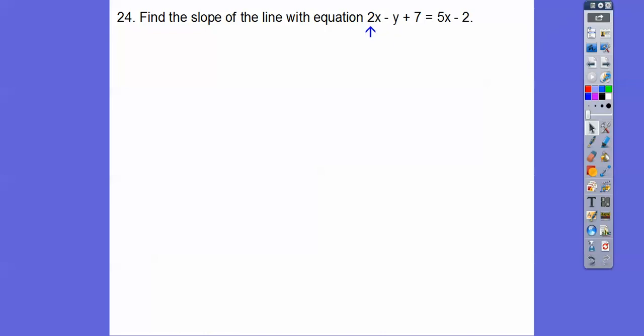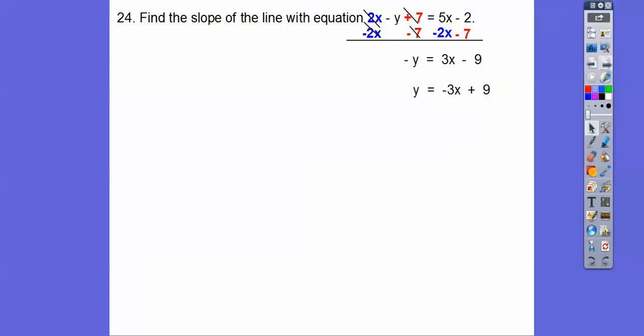All right, so I'm going to take away 2x and subtract 7 on both sides. Let's see, did I do that? I did. Okay, now I don't want negative y, I want positive y. So I'm going to divide by -1, -1, -1, and all that means is change the signs to positive y equals -3x plus 9. And once we do that, then there's your slope. It's -3 right there, okay?